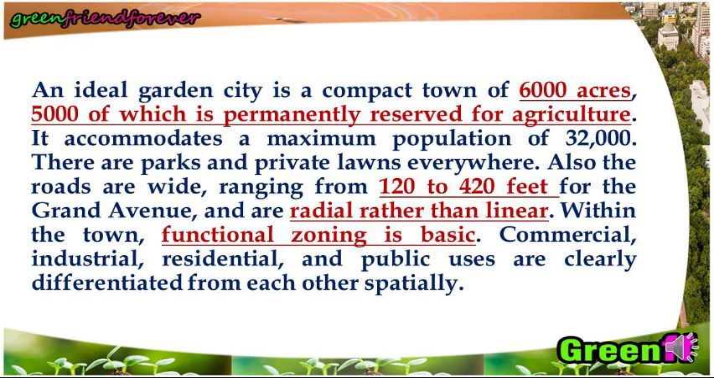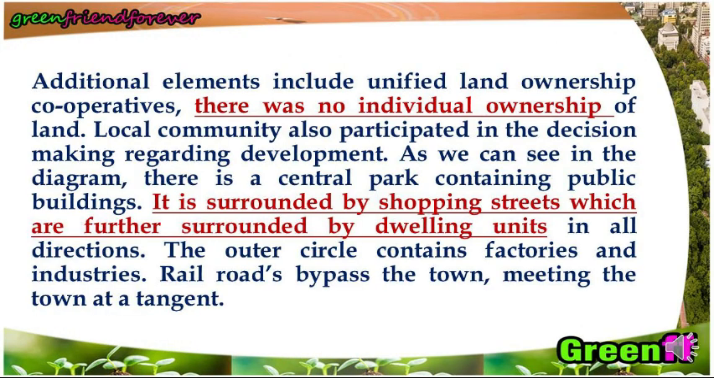Within the town, functional zoning is basic. Commercial, industrial, residential, and public uses are clearly differentiated from each other spatially. Additional elements include unified land ownership cooperatives. There was no individual ownership of land. The local community also participated in the decision-making regarding development.